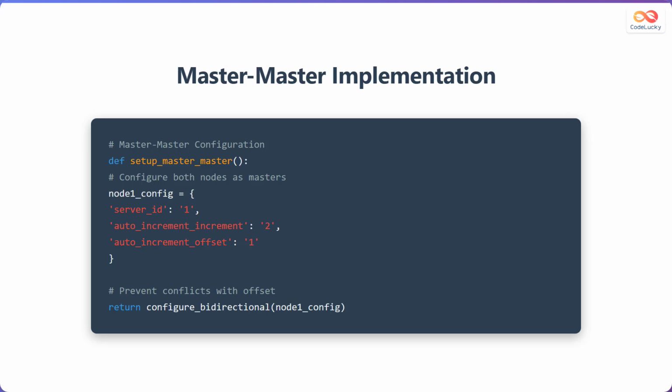Here is the sample code for implementing the master-master replication. This code sets up a master-master configuration where both nodes act as masters. The setup_master_master function configures each node with a unique server_ID, auto_increment_increment, and auto_increment_offset to prevent conflicts. The configure bidirectional function then ensures that changes are synchronized between the nodes.